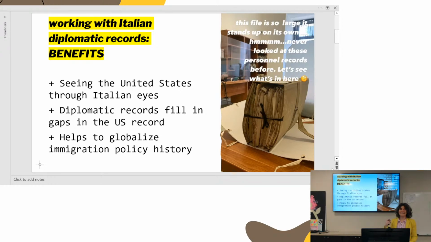So Italians test these laws as they initially translate into policy. It's one thing to write a law in Congress, it's quite another to actually enact it. So that's what we see when we look through Italian diplomatic records. They fill in some critical gaps in the US record.